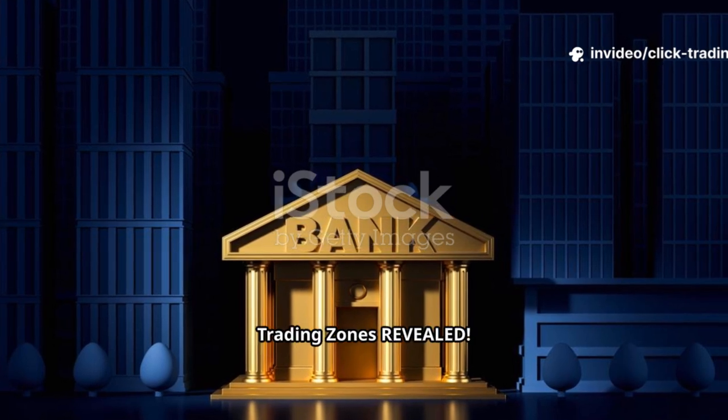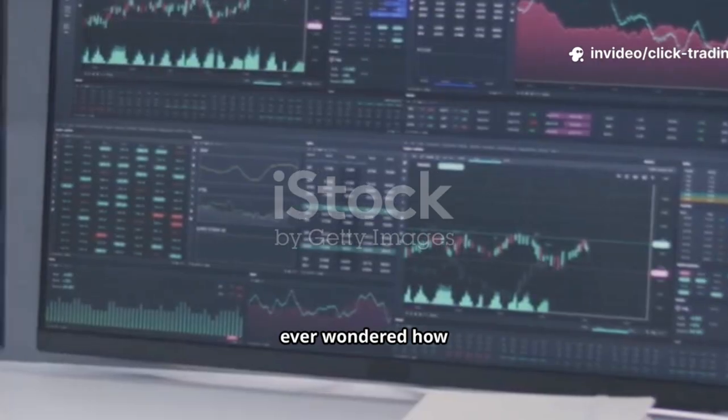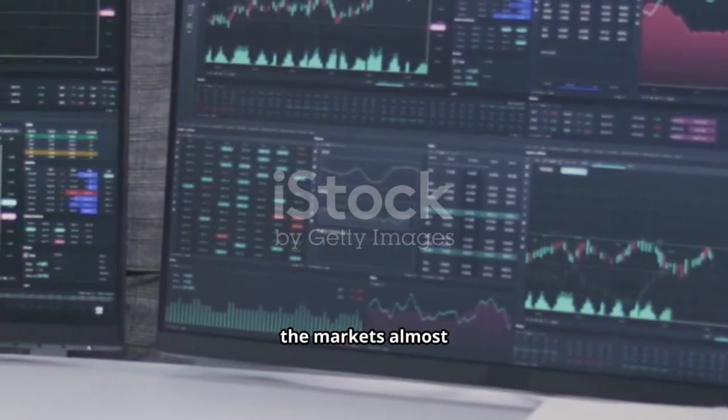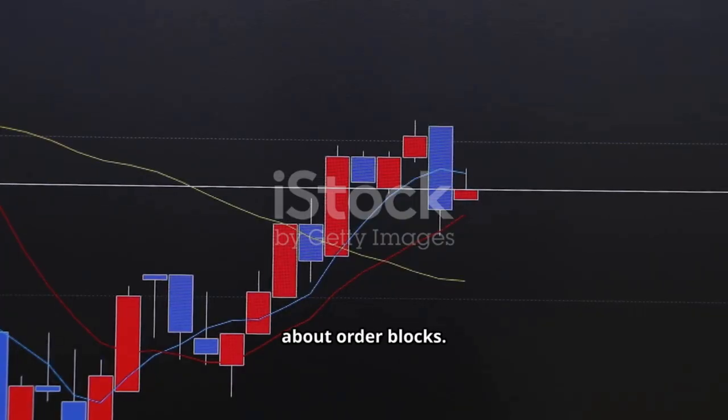Banks' secret trading zones revealed. Forex, crypto, stocks. Have you ever wondered how big players, like banks and hedge funds, seem to move the markets almost at will? Let me let you in on a secret. It's all about order blocks.